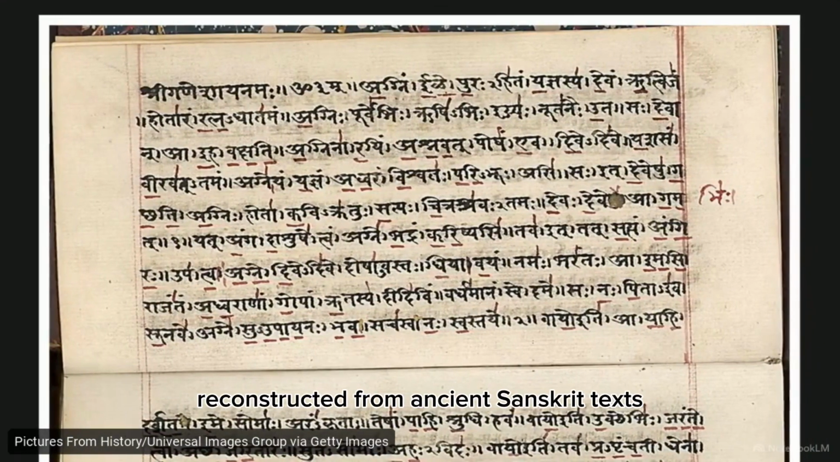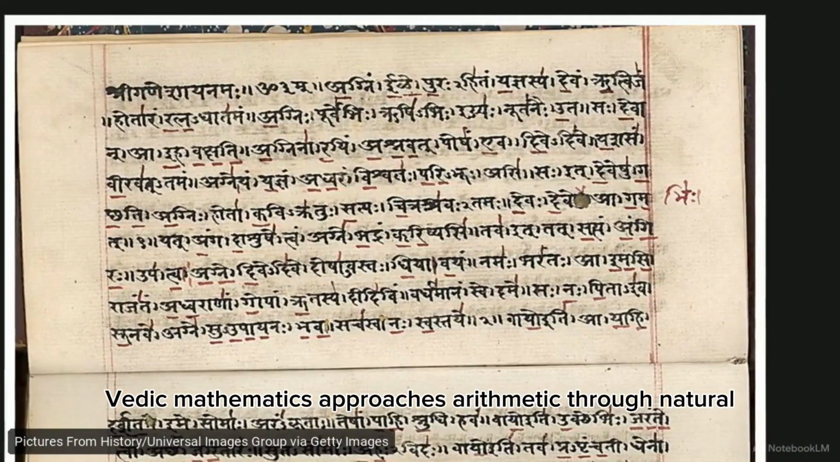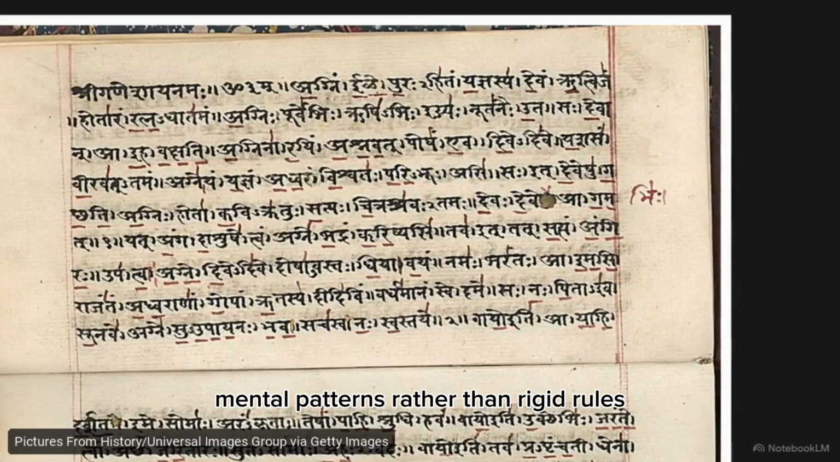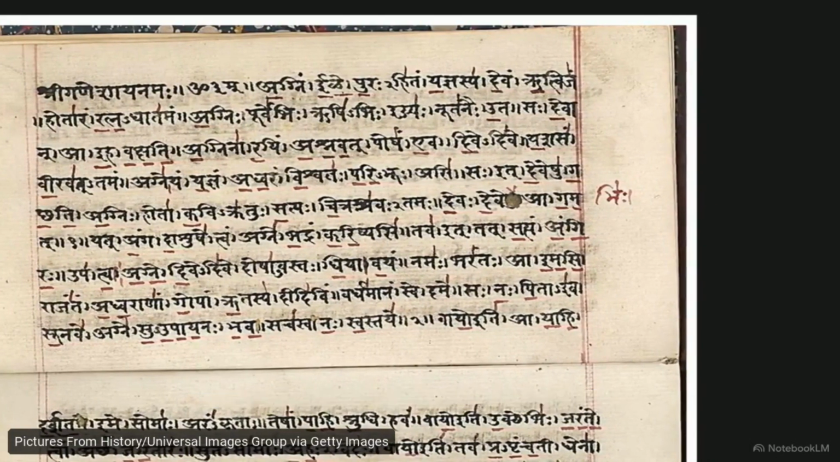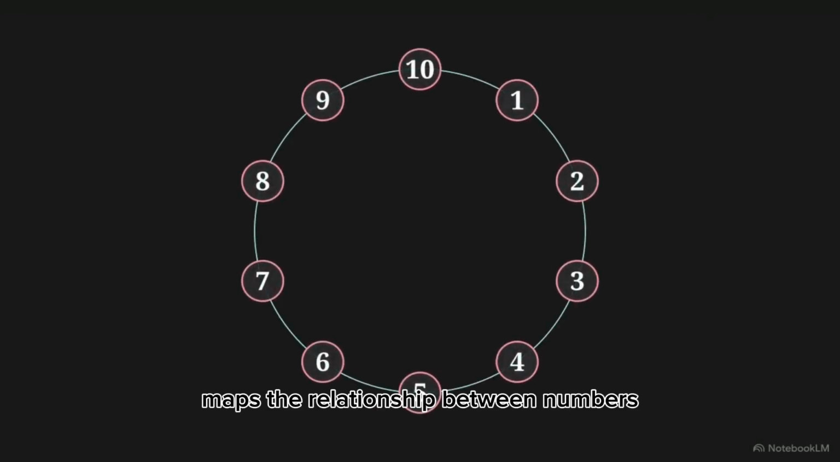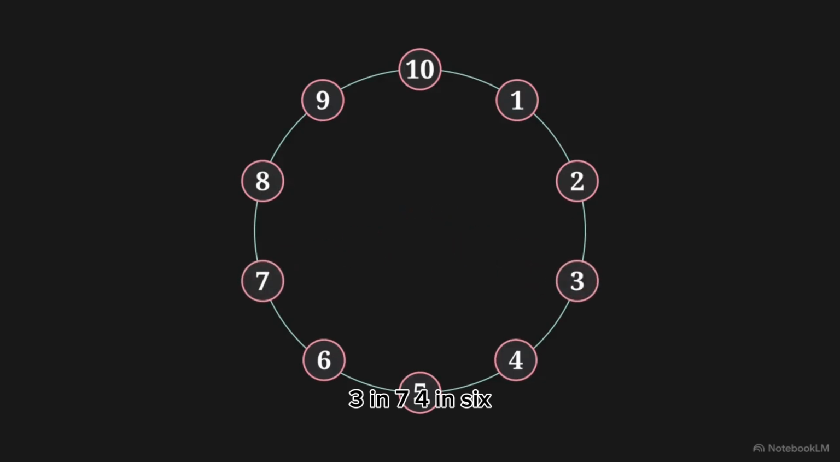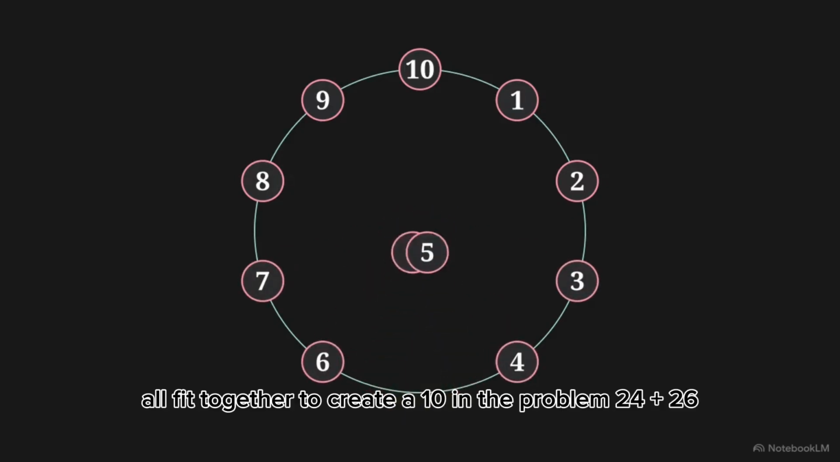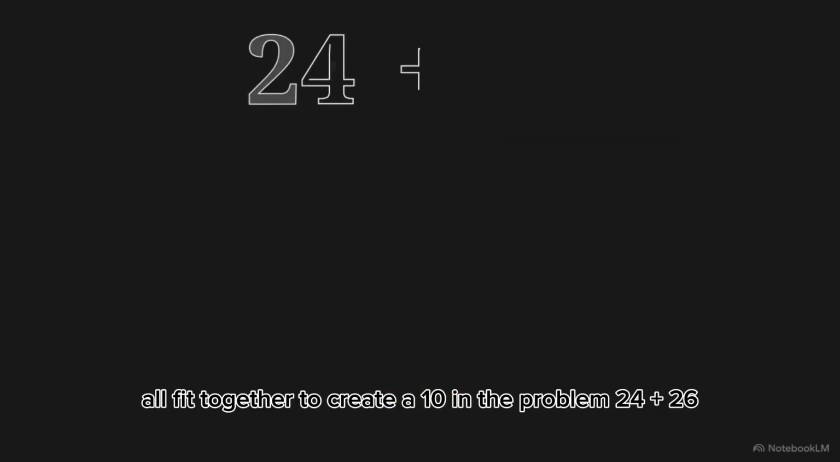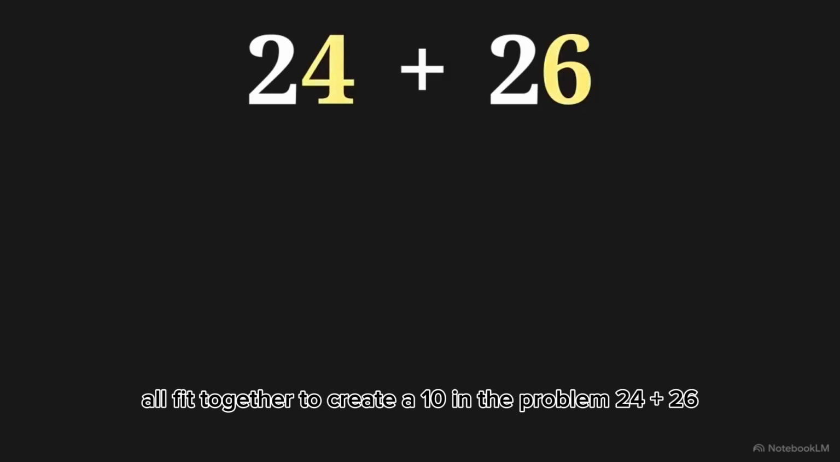Reconstructed from ancient Sanskrit texts, Vedic mathematics approaches arithmetic through natural mental patterns rather than rigid rules. This 10-point circle maps the relationship between numbers, identifying specific patterns that naturally form a whole. 1 and 9, 2 and 8, 3 and 7, 4 and 6, and 5 and 5 all fit together to create a 10. The problem: 14 plus 26.